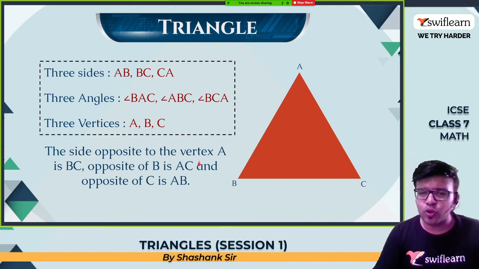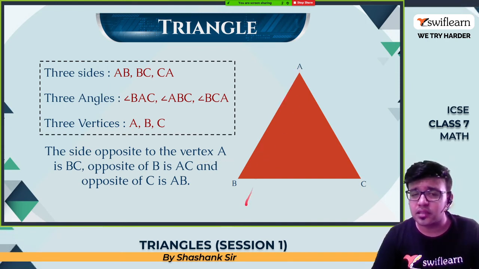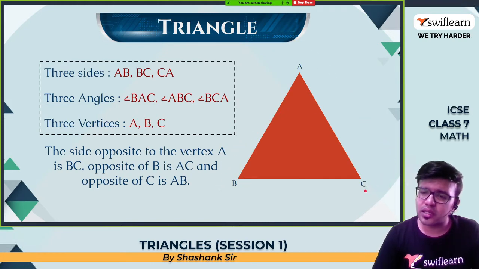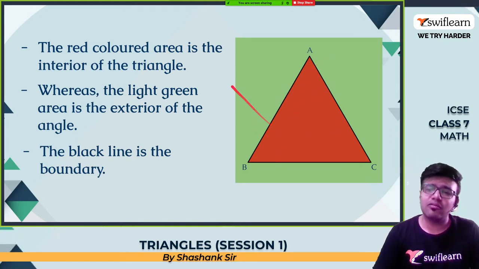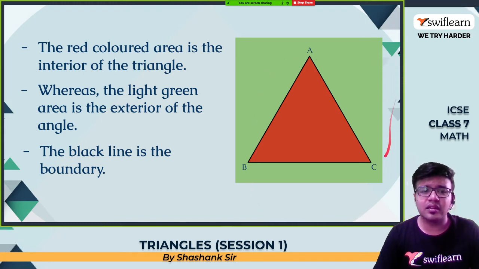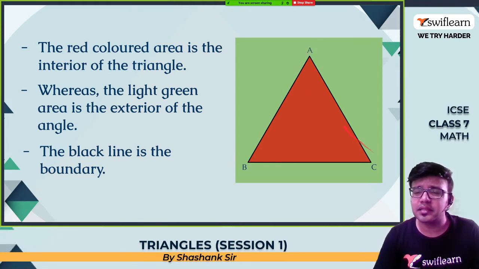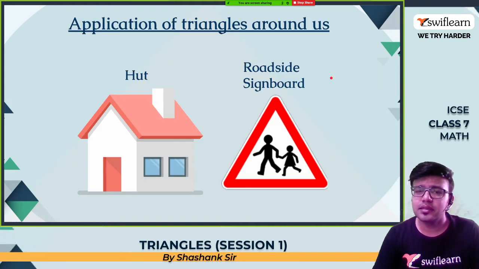The side opposite to vertex A is BC. The side opposite to vertex B is AC, and the side opposite to vertex C is AB. The red color area is the interior of the triangle, whereas the green color is the exterior of the triangle, and the black line represents the boundary of the triangle.